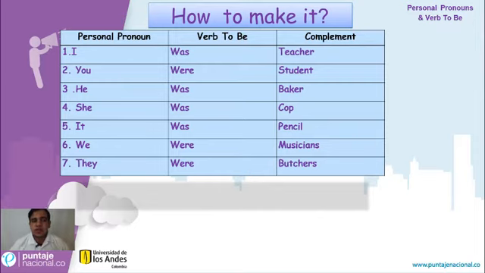So let's practice again. I was a teacher. Yo era profesor. You were student. Tú eras estudiante. He was baker. Él era panadero. She was a cop. Ella era un policía. It was a pencil. Eso era un lápiz. We were musicians. Nosotros fuimos músicos. They were butchers. Ellos eran carniceros. I think it's easy, but if you have some questions, we can answer it in the chat.